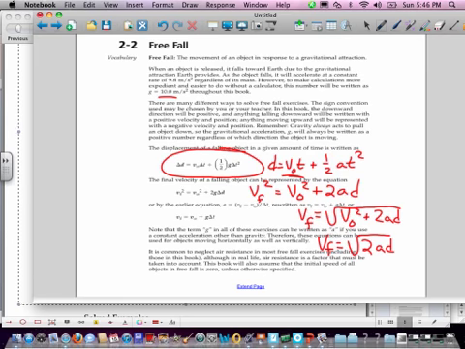And notice that what we're doing is trying to find a final velocity, and if we know acceleration and we know distance, so if we know those kinds of things, then we can figure that out. So that's what we're trying to figure out on that one.